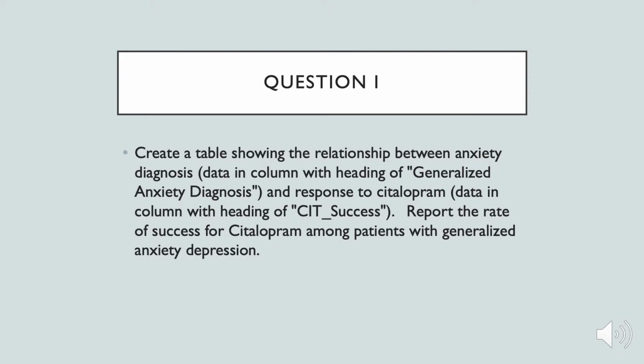The first question we need to answer in the Do 1 assignment is to create a table showing the relationship between anxiety diagnosis and response to citalopram. We will then report the rate of success for citalopram among patients with generalized anxiety depression.